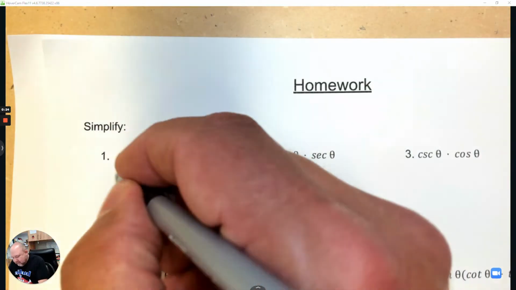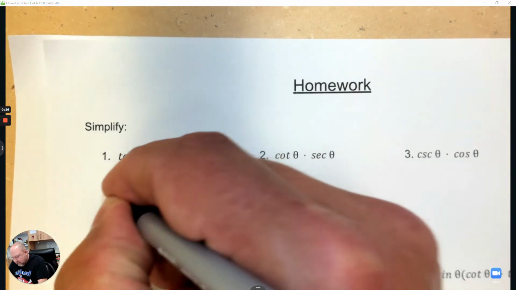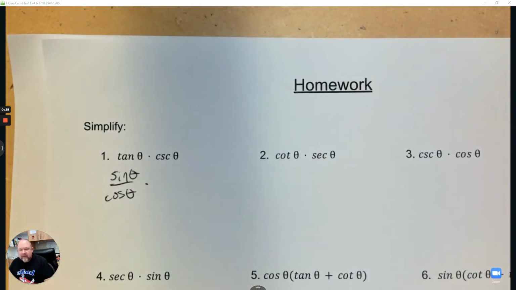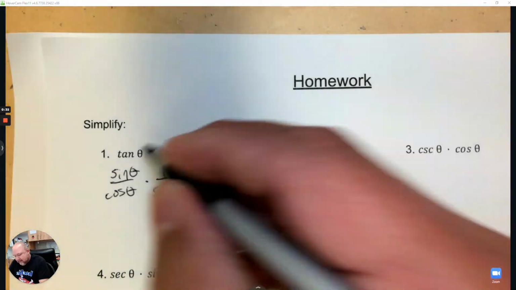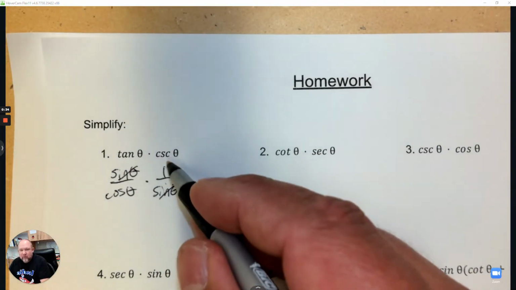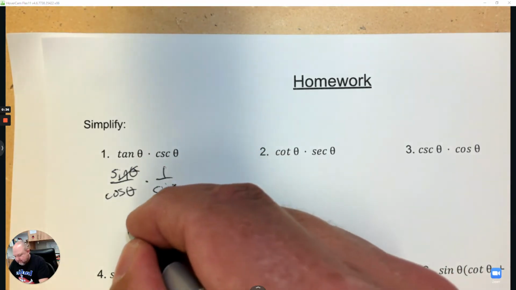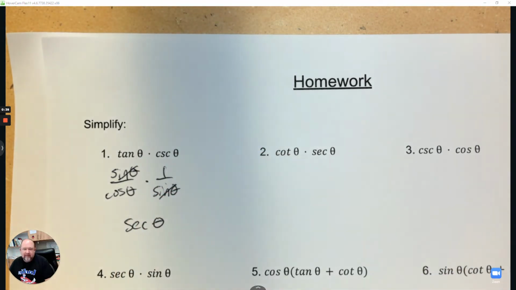So I see tangent. I said one good rule is to write everything in terms of sine and cosine. Cosecant is 1 over sine. And then the sines divide out. 1 over cosine is secant, and you simplified it.